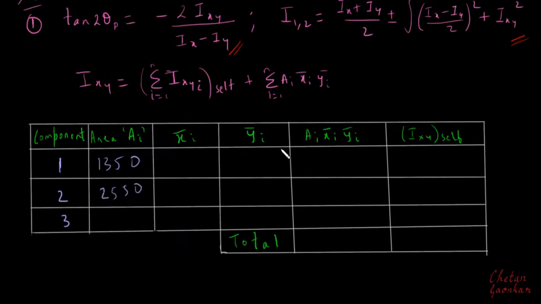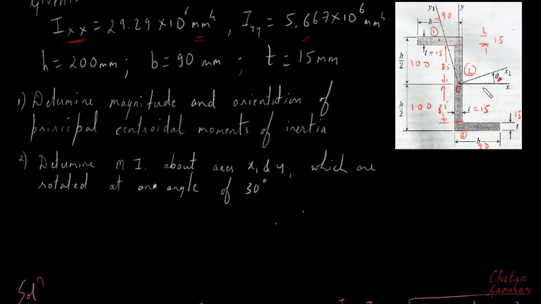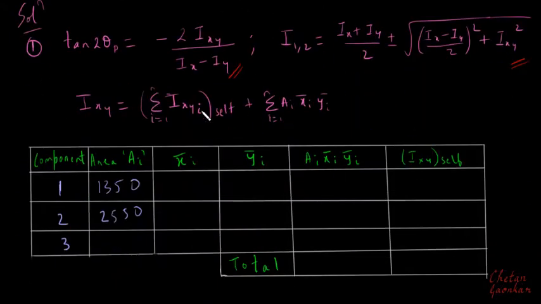And similarly the area of the third component, this is 90 multiplied by 15, which is the same as the first component, so I can directly write it as 1350. Now I require x bar.